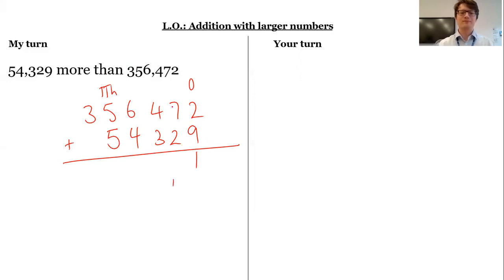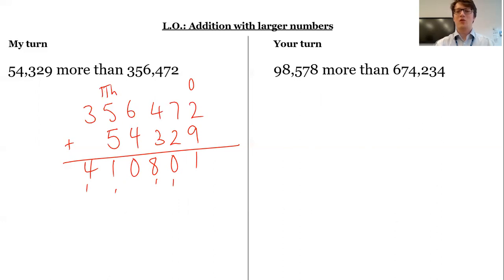Then we can be pretty sure everything's in the right place. 2 and 9 is 11. 7 add 2 is 9. Add the 1 gives me 10. 4 and 3 is 7. Add the 1 gives me 8. 6 and 4 is 10. 5 and 5 is 10. Add the 1 is 11. And 3 add 1 gives me 4. So I get 410,801. Your turn.